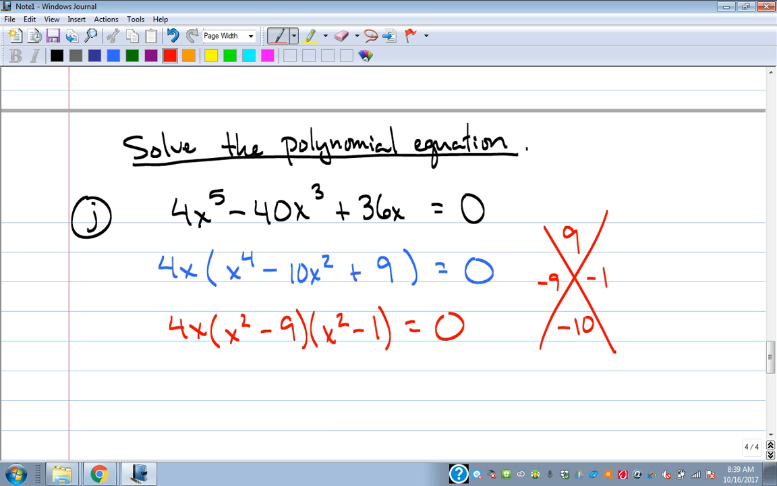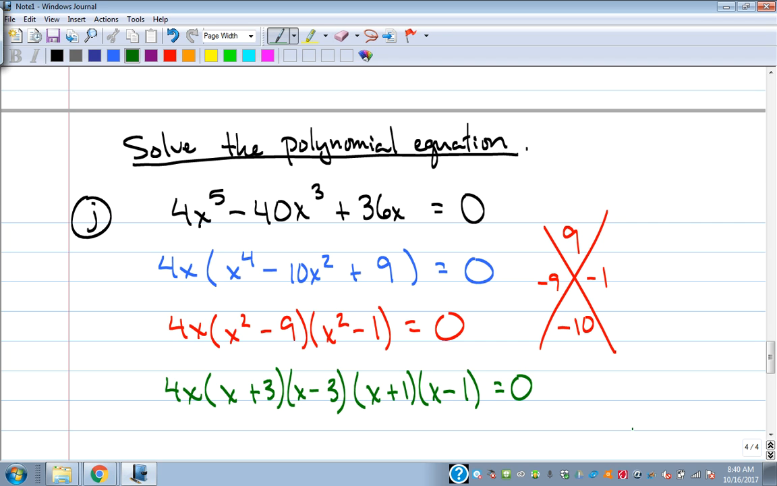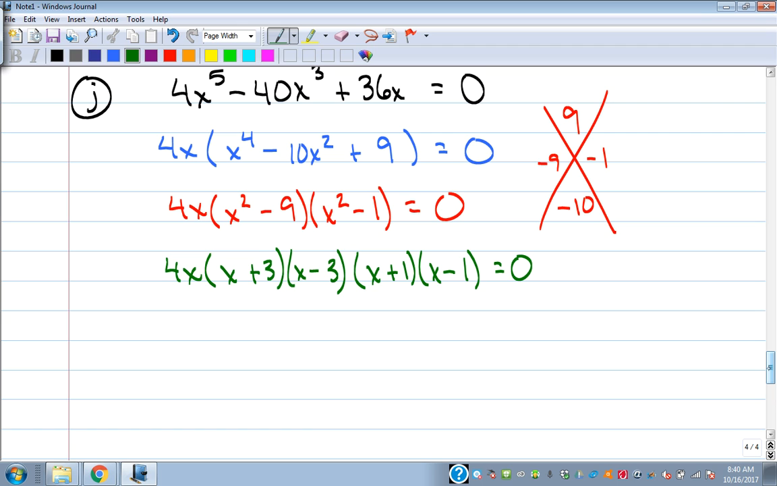Now, will x squared minus 9 factor further? It will. How? Difference of squares. So that'd be x plus 3, x minus 3. What about x squared minus 1? Is it a difference of squares? Is 1 a square number? Yeah, 1 times 1 is still 1. So that's a square number. So that's x plus 1, x minus 1. We've got 1, 2, 3, 4, 5 factors. All of them have an x in them.